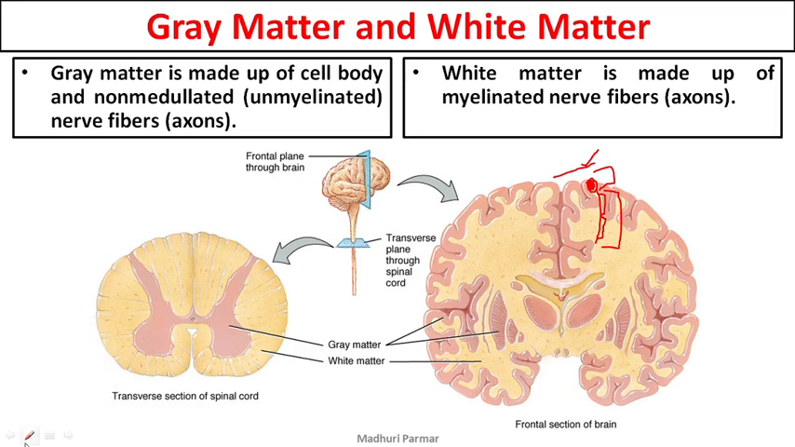Now, after understanding the gray matter and white matter, let us see. This is the cross section of your brain, and in the brain you can see that gray matter is present outside, on the periphery.